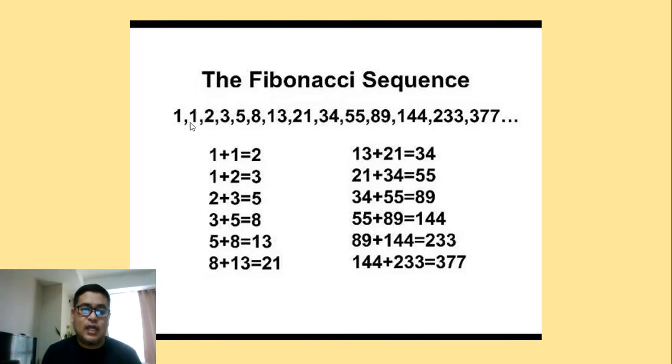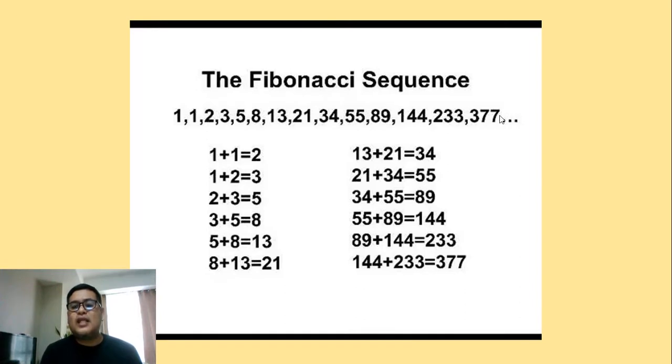How did we get 3? By adding 1 and 2, so we have 3. Then 3 plus 2 is 5. Then 3 plus 5 is 8. Then 5 plus 8 is 13. 8 plus 13 is 21. 13 plus 21 is 34. 21 plus 34 is 55. 34 plus 55 is 89, and so on.